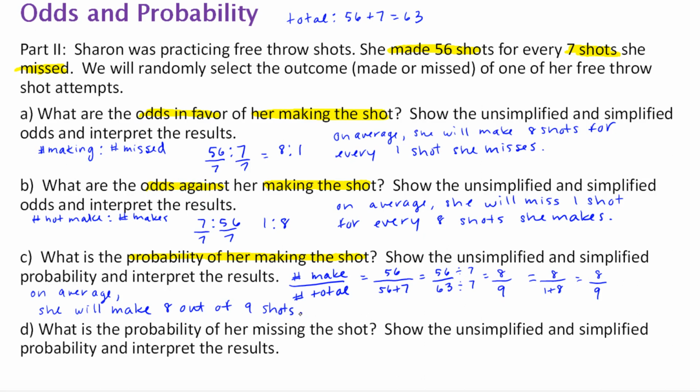Okay, so see how these are connected. This is comparing shot she made to shot she missed. Okay, and this is comparing the shot she made to the total number of shots.